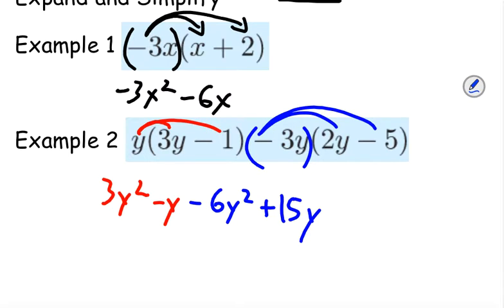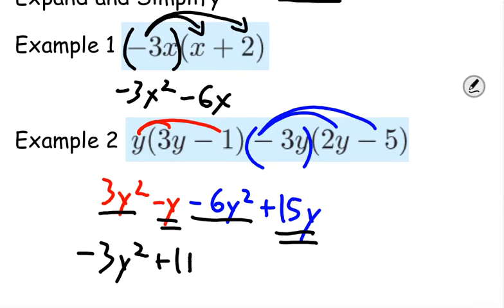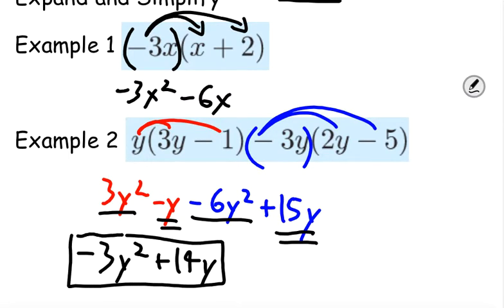Now at this point, I want to make sure I simplify by collecting my like terms. So I identify my y squared terms, 3y squared and a minus 6y squared, and I get a minus 3y squared. And a minus y and a plus 15y is going to be a plus 14y. That's my simplified solution there.